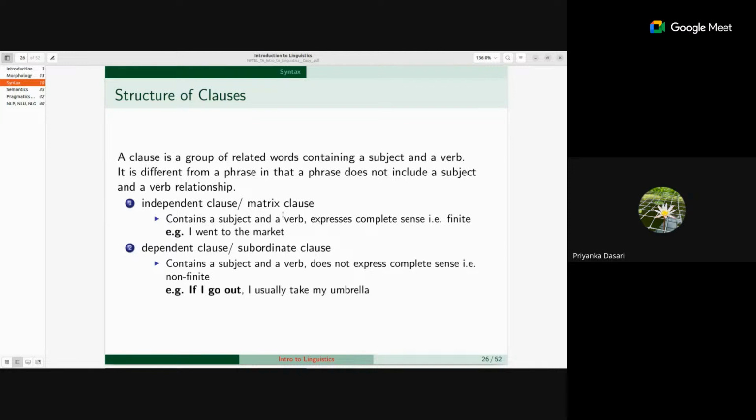A dependent clause, as the name suggests, does not make complete sense. It usually needs another main clause or independent clause to get the complete sense. For example, "if I go out" alone doesn't make any sense. It is kind of incomplete. "So I usually take my umbrella" makes the sentence complete.